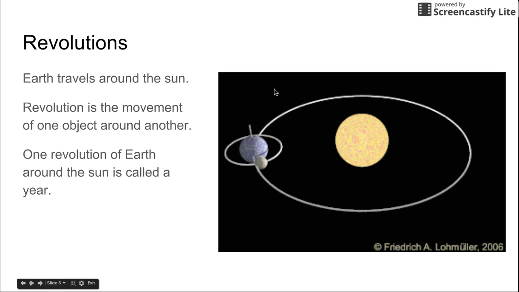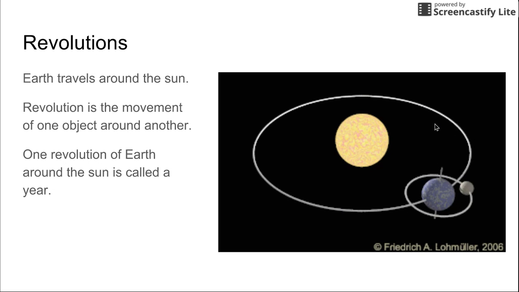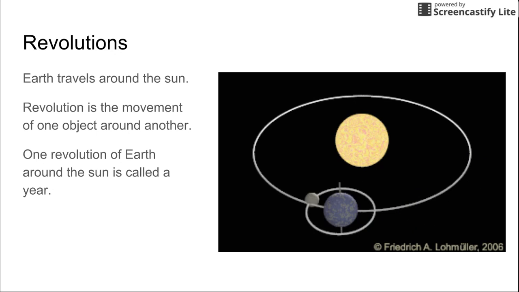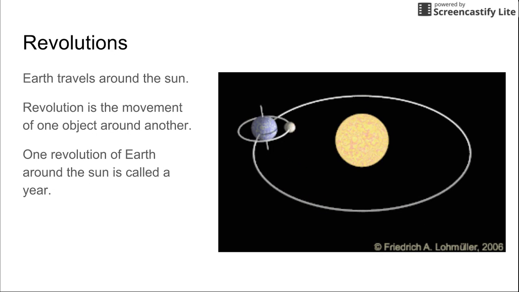Revolution is when the Earth travels around the sun. So you have the sun in the middle and the Earth traveling around it with the moon spinning around the Earth. Revolution is the movement of one object around another. And one revolution of Earth around the sun is called a year, and it takes 365 days.